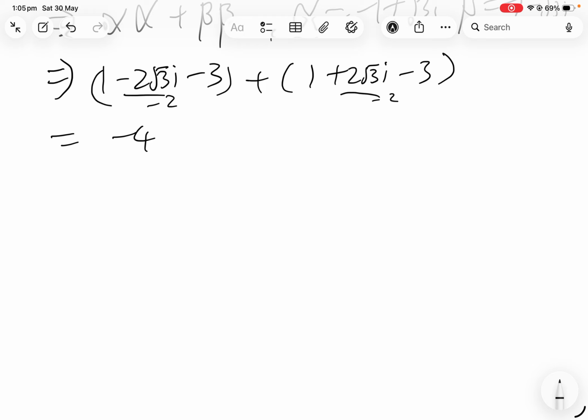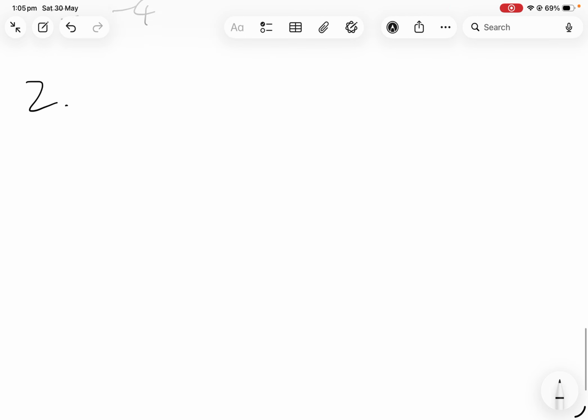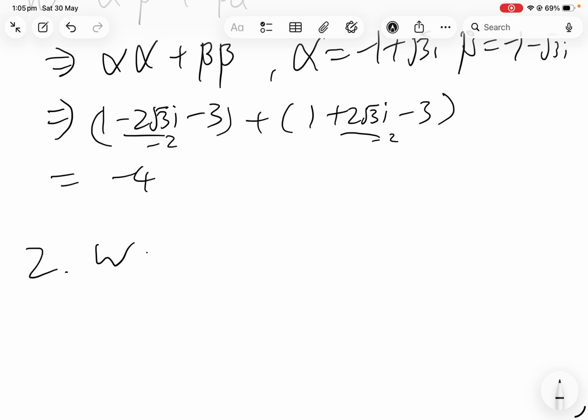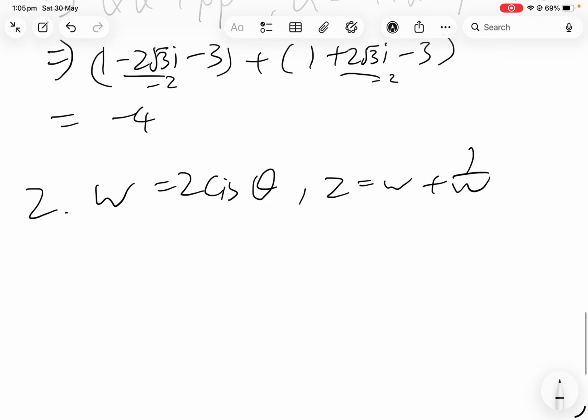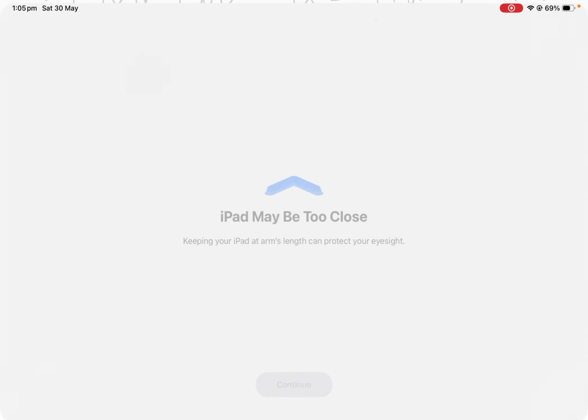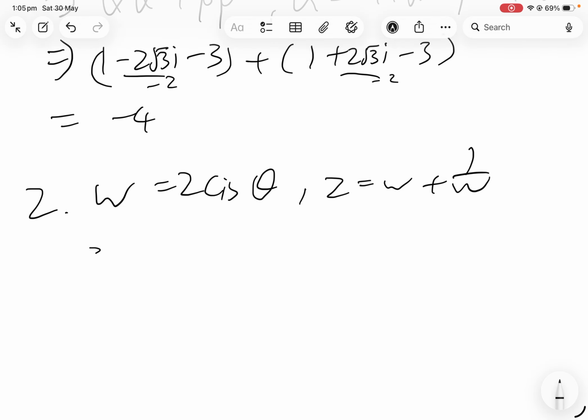That's it for the first question. Now we'll do the second question. The second question says let W equal 2 cis theta and Z equal W plus 1 over W, and find Z in terms of theta. So basically we just have to put W inside of Z. I'm not even close to my iPad. I don't know why it's doing that.